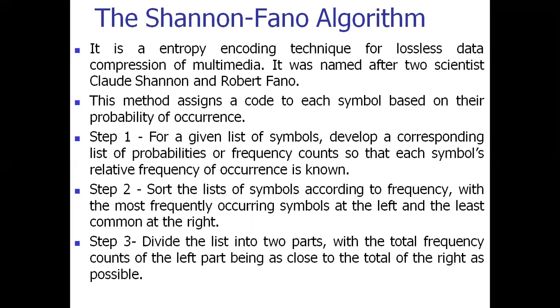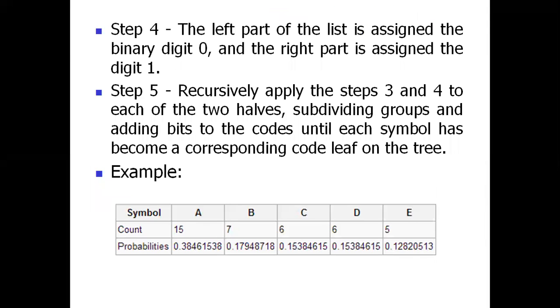Then the next step is to divide the list into two parts, with the total frequency count of the left part being as close as possible to the total of the right. It is not necessary that the left and right sides be equal, but they should be balanced. Step 4 says that the left part of the list is assigned the binary digit 0 and the right is assigned digit 1, as we do in the tree structure also. Now we recursively apply steps 3 and 4 to each of the two halves, subdividing the groups and adding bits to the code.